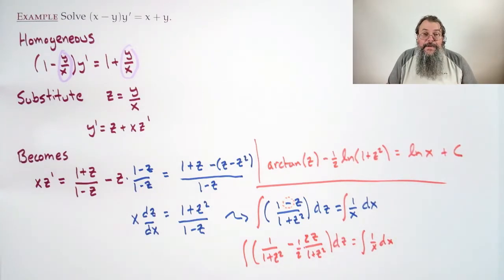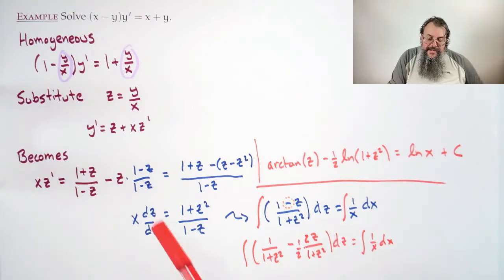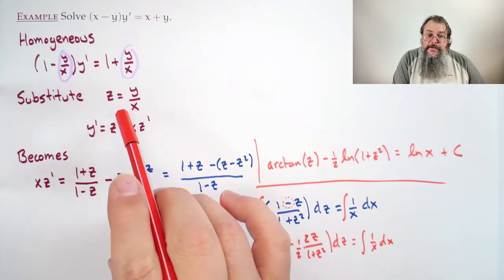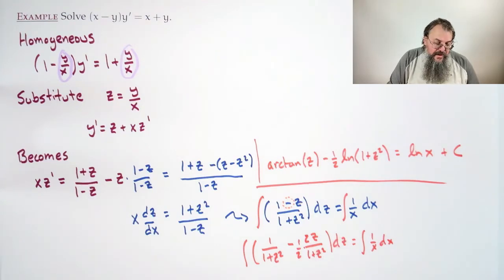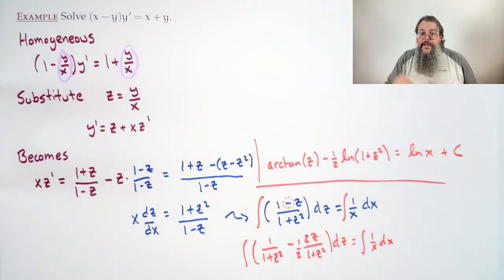Now, are we done? No, right? Because we're not done until we get back in terms of what we started with. So we've got to replace whatever we substituted. And so we'll go through here, and everywhere we see a z, we're going to put a y over x. Even if it doesn't look great, we're still going to do it because that's what z is.